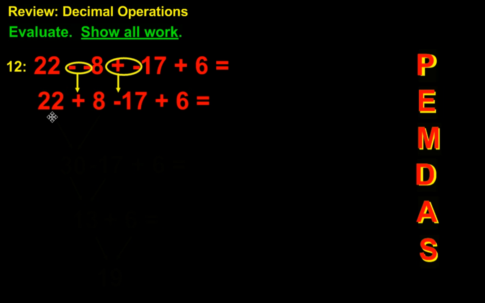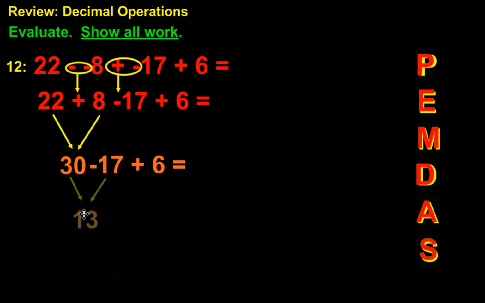And again, working from left to right, the first thing I encounter is addition, 22 plus 8. So that gives me 30. The rest of the problem I bring down. Coming back from left to right, the first thing I encounter is addition and subtraction, so I'm going to do it in the order it occurs. In this case, subtraction occurs first. 30 minus 17, and that's going to give me 13. Bring down the plus 6, and 13 plus 6 is going to give me 19.